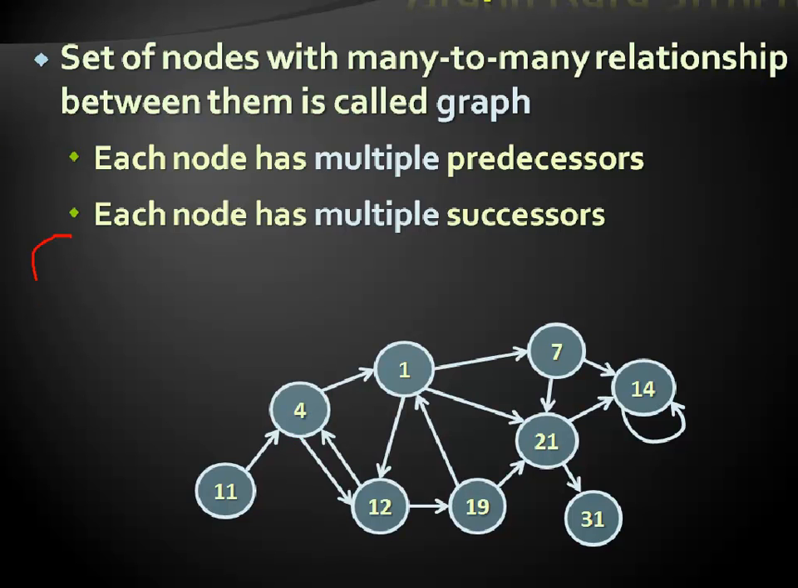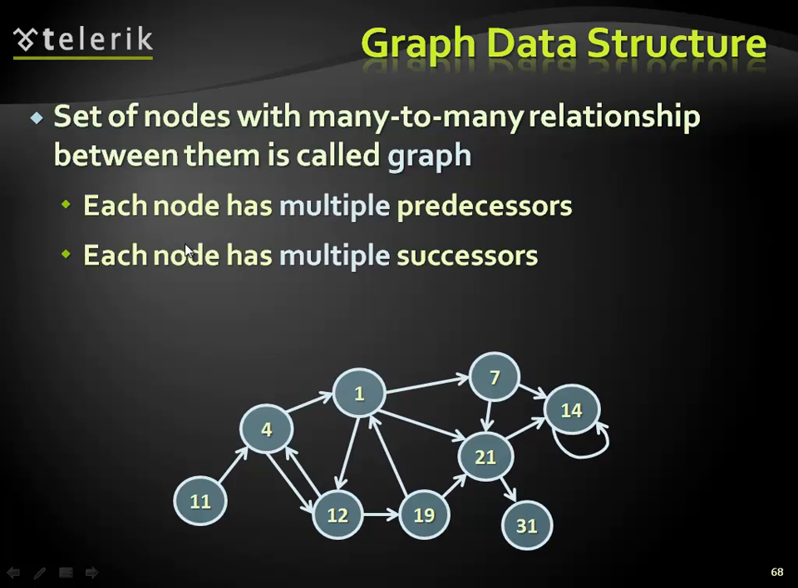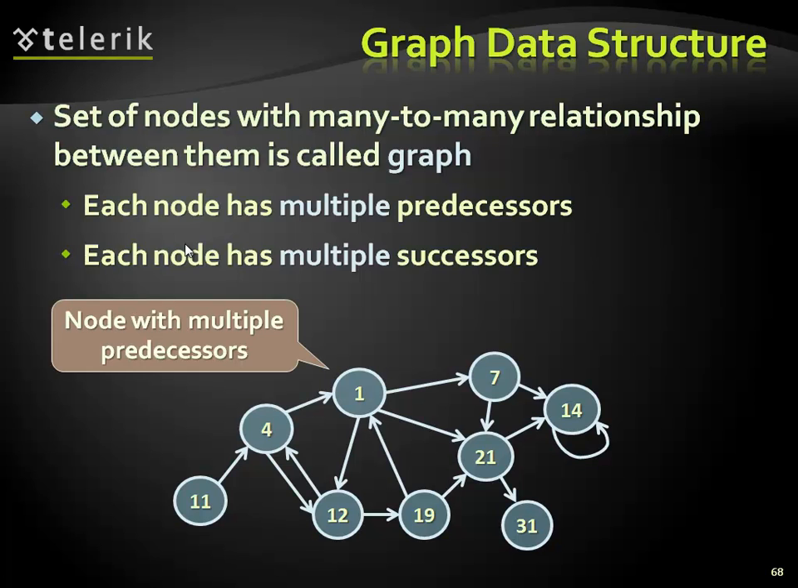An undirected graph, like this one, has two-way streets. You can go one way, you can go the other way. And a directed graph has one-way streets. This is a one-way street. It's a violation to go from 4 to 1, but it's okay to go from 11 to 4. Okay. There are other characteristics of graphs. For example, there are weighted and unweighted graphs, but we'll talk about them in a moment.